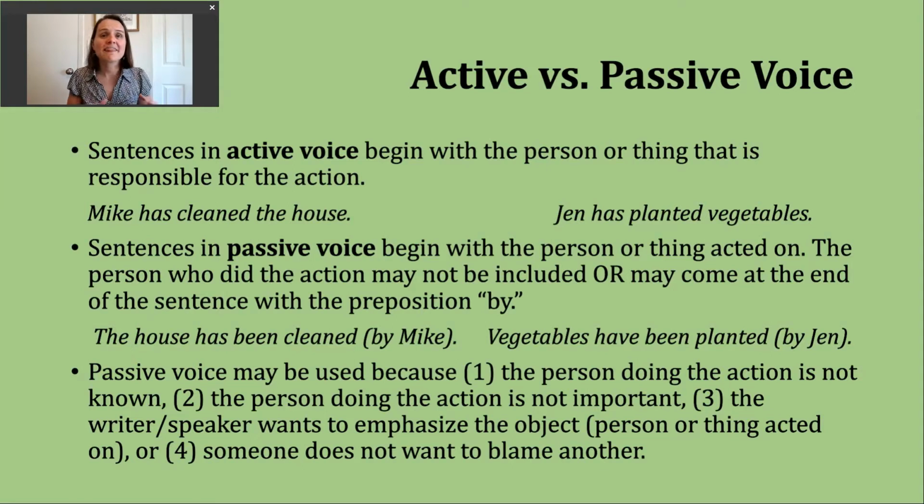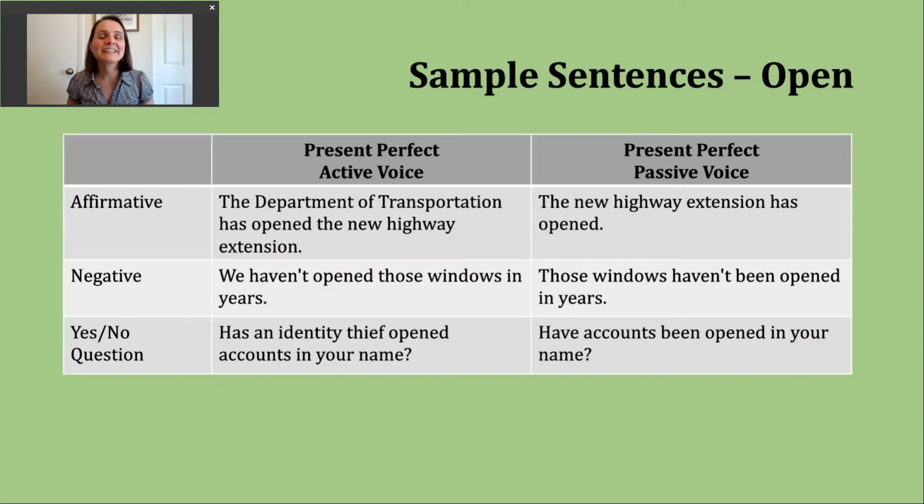So by moving the object to the front of the sentence, they're putting more emphasis or focus on that object. A fourth reason you might consider using the passive voice is when you don't want to blame someone for something. So this is kind of a way to acknowledge something bad happened, but not assign blame to a particular person or group of people.